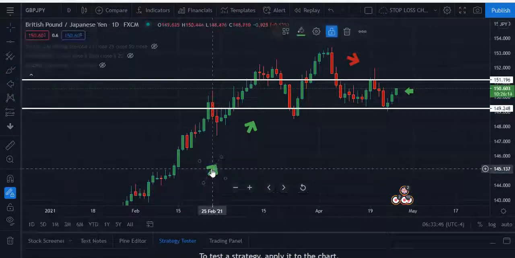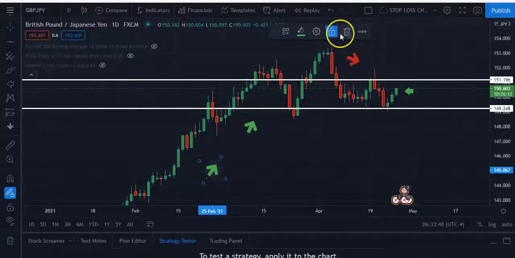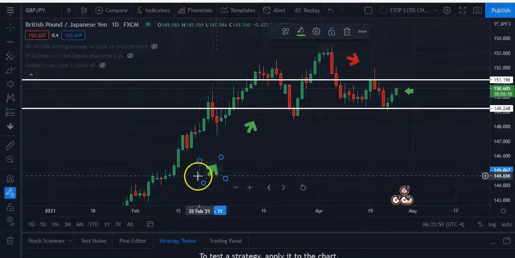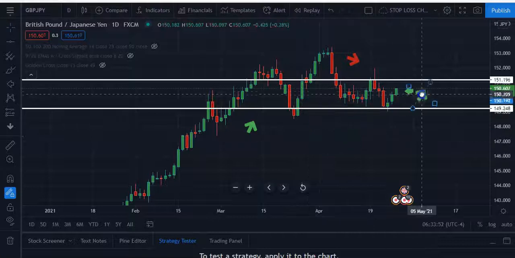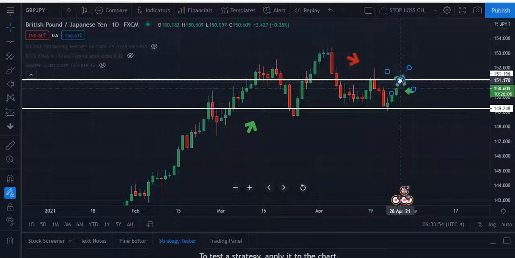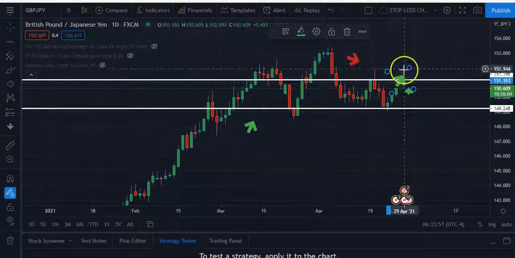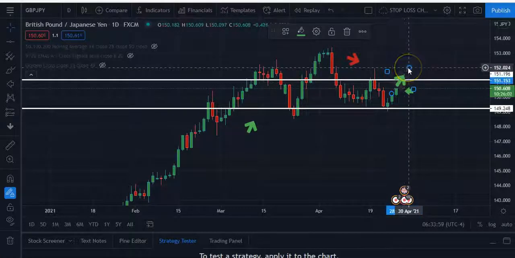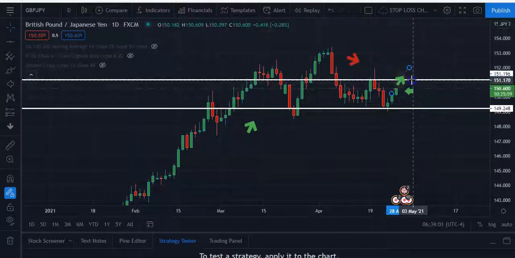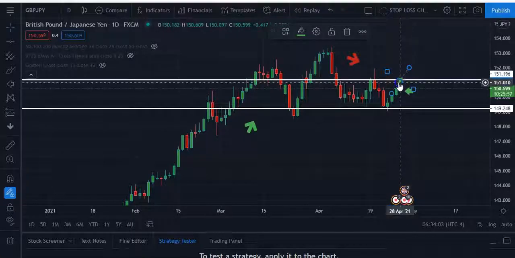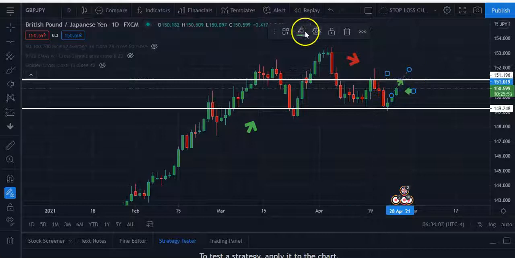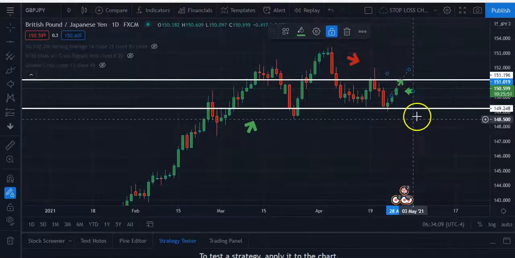Let's take one of these here. We know that the market is moving upward, so it should move towards this white line here. So it's moving upward.